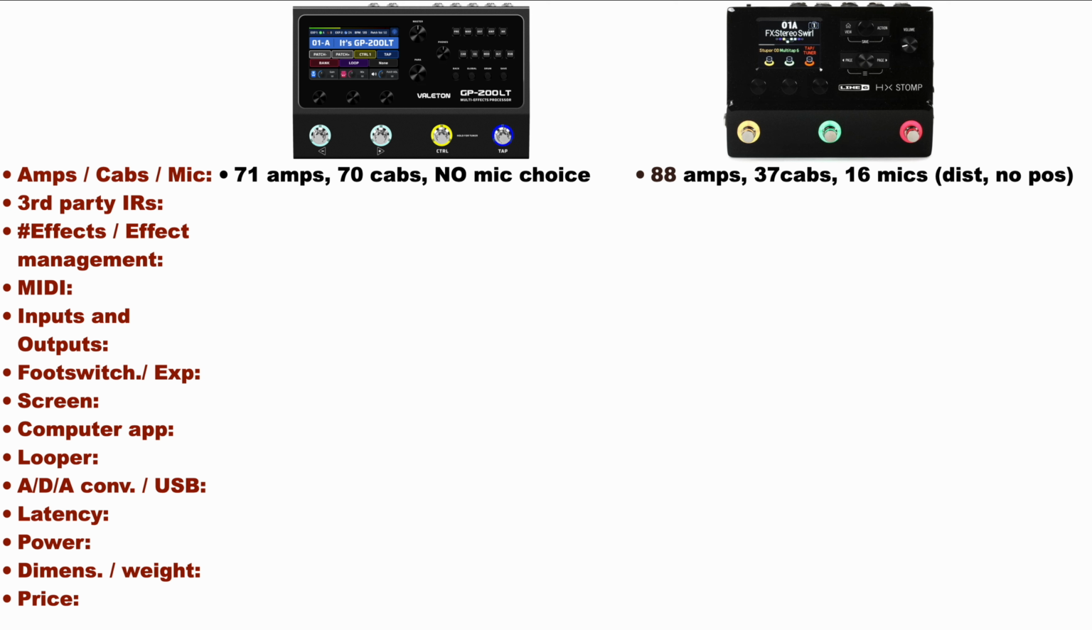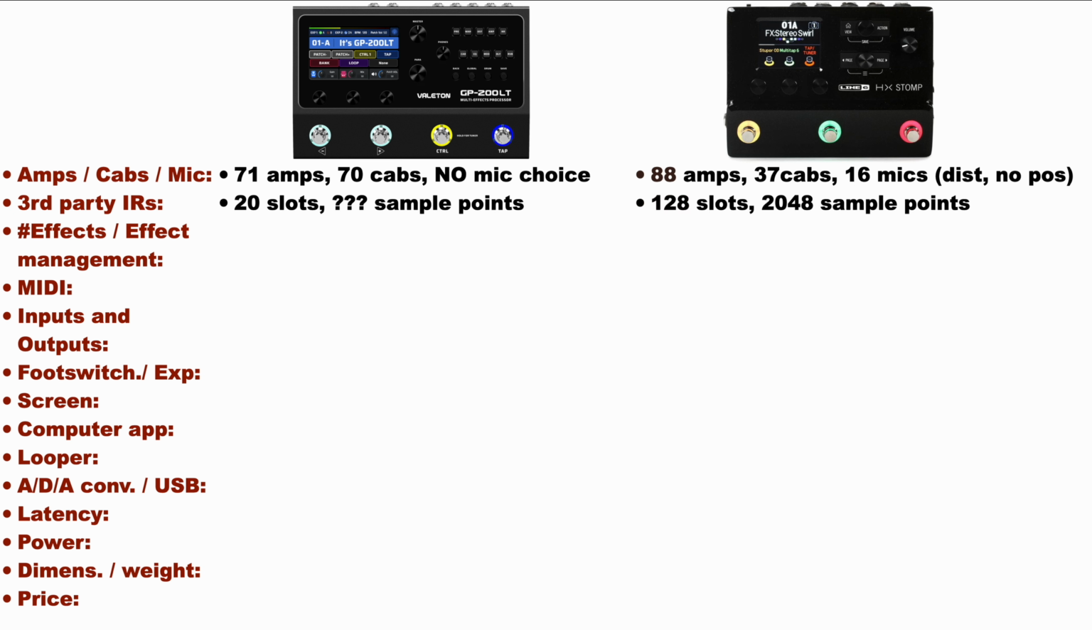simulations. I mean, you cannot choose a specific mic or its position across the cab. On the other hand, in the HX Stomp we have 88 amps, 37 cabs and 16 mics, where you can change the distance of the mic but not the position. In my opinion, the mic and its position across the cab is a pretty important tool to shape our tone. Therefore, I hope that in all the future modelers the mic simulations and their position will be a standard feature.